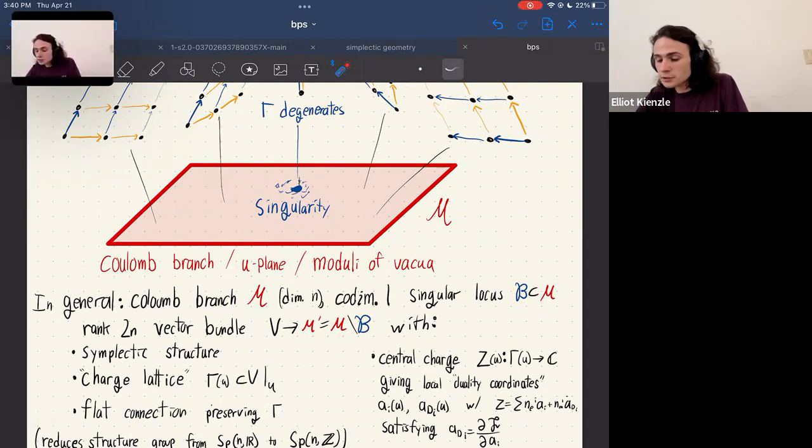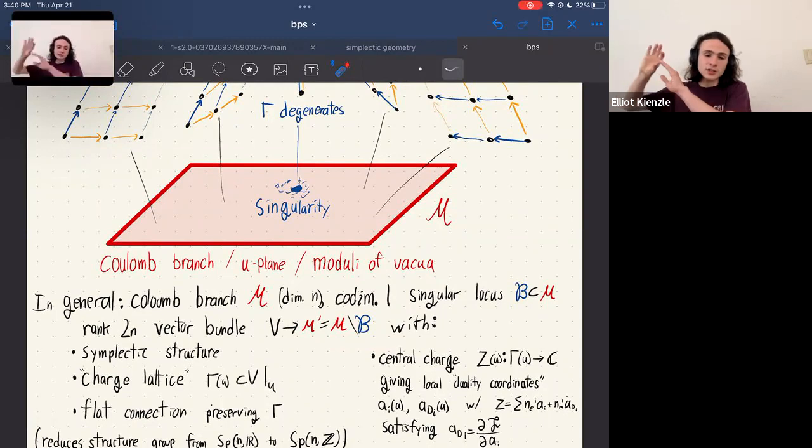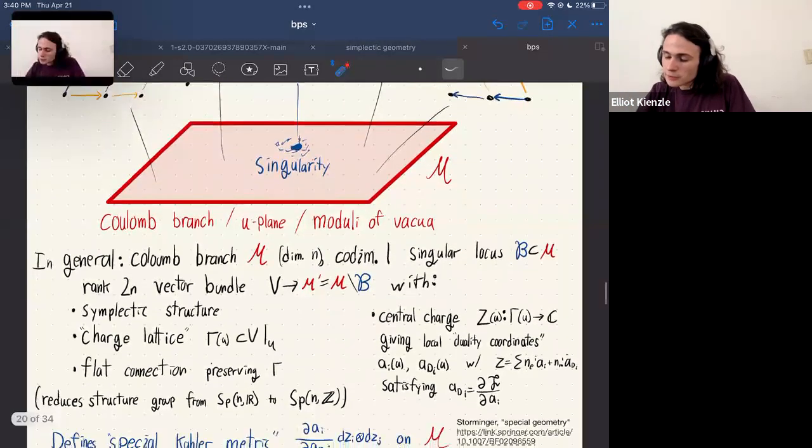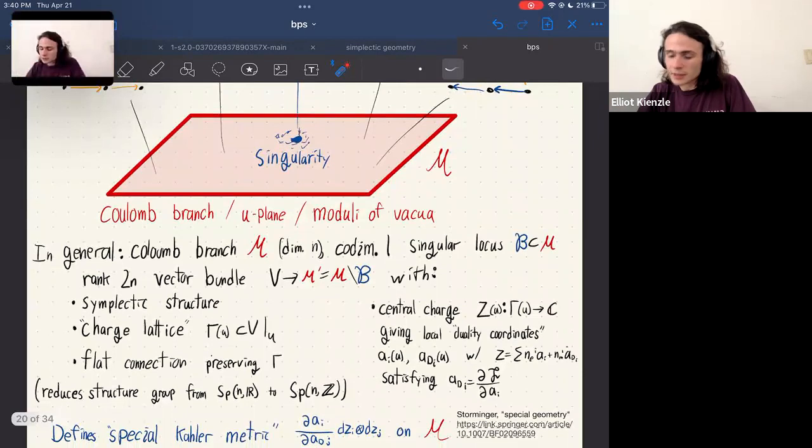So it's going to be a flat vector bundle. And this connection, we demand that it preserves the charge lattice. So we have a bunch of flat sections moving around inside of our bigger vector space. So what we can think of this as is, the flat connection has a structure group of symplectic transforms, because we're going to be preserving the symplectic structure. But because we're also preserving the charge lattice, we're reducing that from any symplectic matrices. No, it has to be integer valued symplectic matrices. So that's what we're working with.